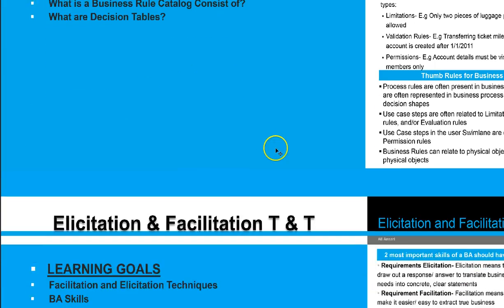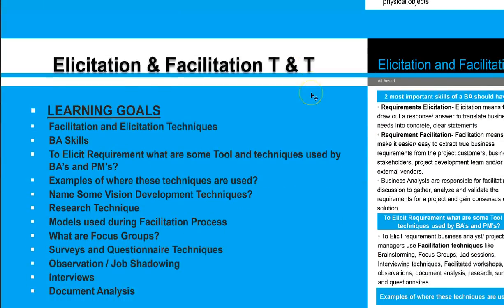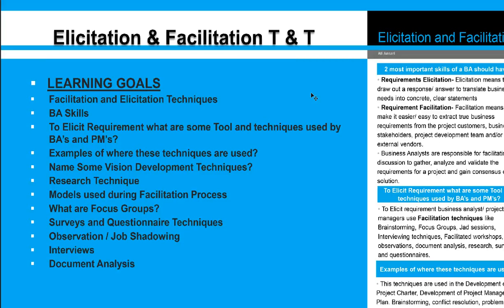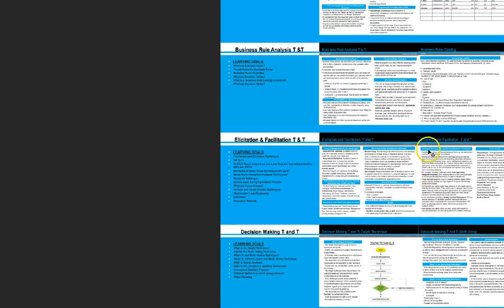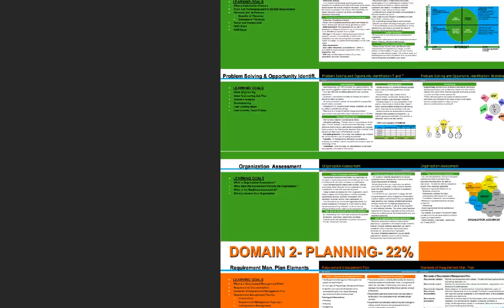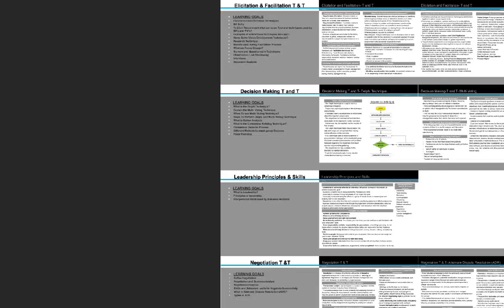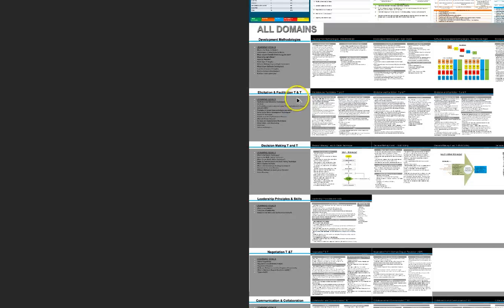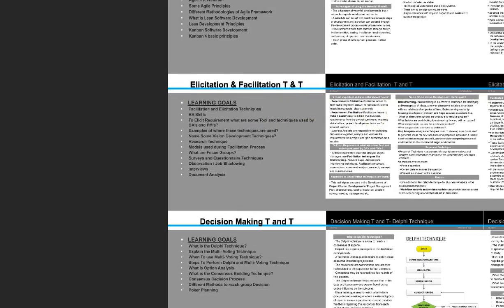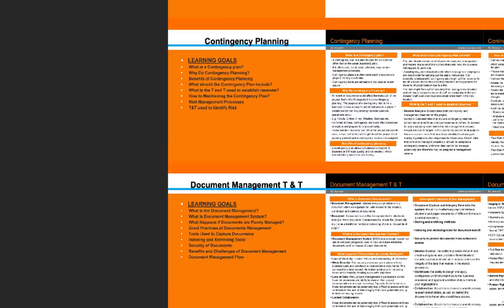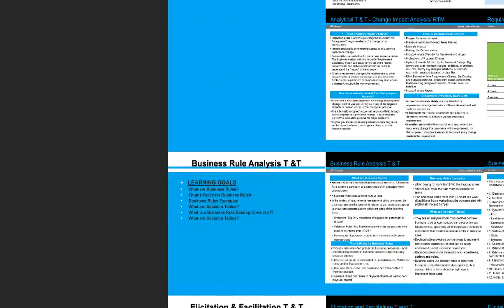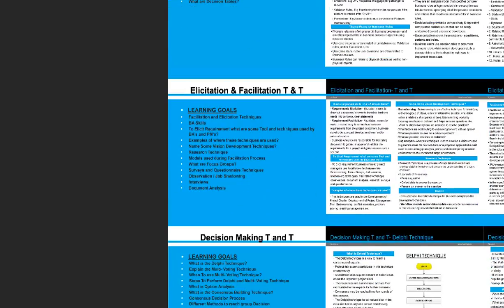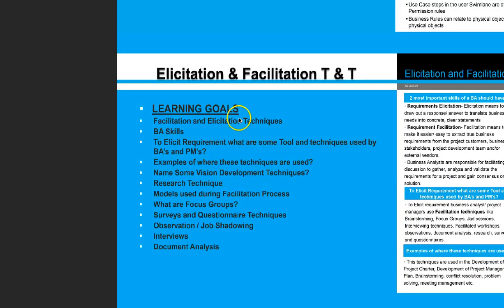So that's what we are going to go through later on. There's the business rule analysis. Then we have the elicitation and facilitation tools and techniques. I don't need to cover this because I already covered this technique all the way up when we were working with all the domains. So we have elicitation and facilitation techniques that you see over here. All these same techniques are used in your analysis domain, as you can see right here.